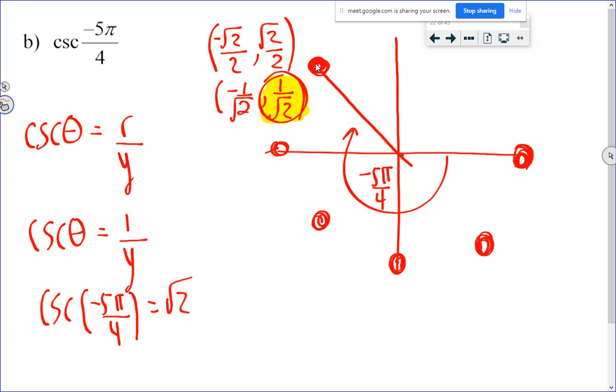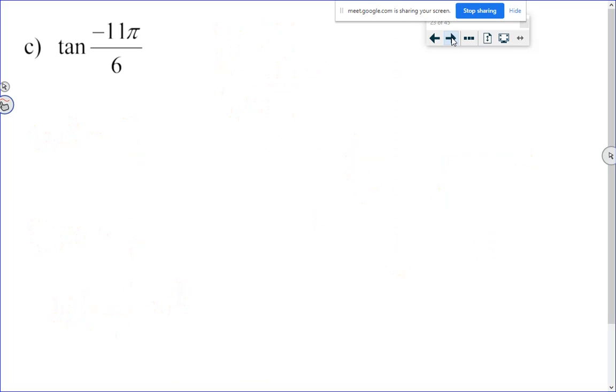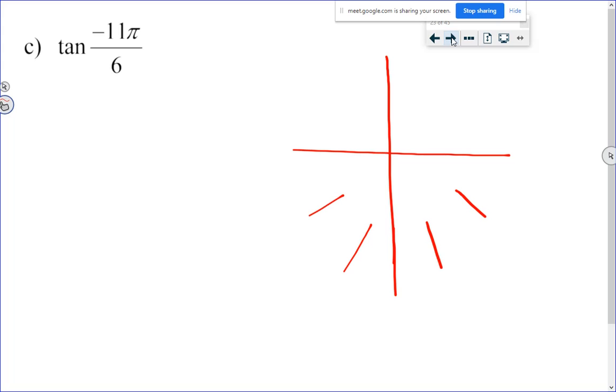I'm going to do one more and then see if there are questions. Let's do tangent of negative 11 pi over 6. So the first thing you do, and you can look at your unit circle, but the first thing I would do is count off negative 11 pi over 6. 1, 2, 3, 4, 5, 6, 7, 8, 9, 10, 11. This is the location of negative 11 pi over 6.